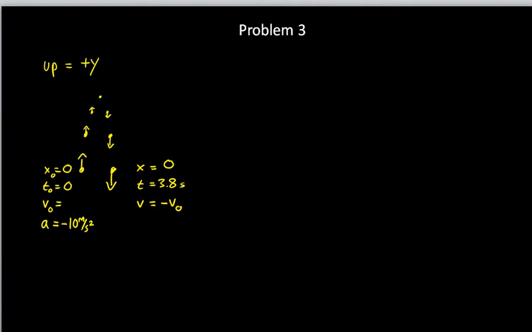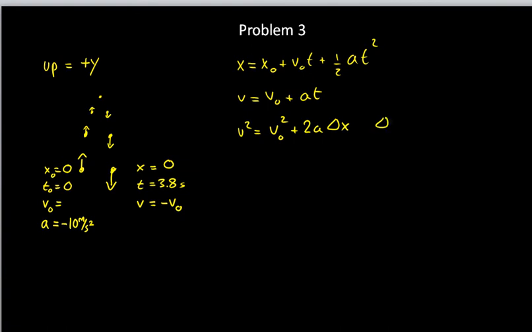So this is about as complete a picture as I can get of this right now. I've defined my coordinate system, drawn a little picture that shows it going up and coming down again, and I've listed everything I know, including the things I don't know. And then all I've got to do is think about, okay, I know some kinematics equations that relate these various things. I know this equation that relates position to time and acceleration. I know this equation, and I know this equation. And don't forget that the delta x is just final position minus initial position.